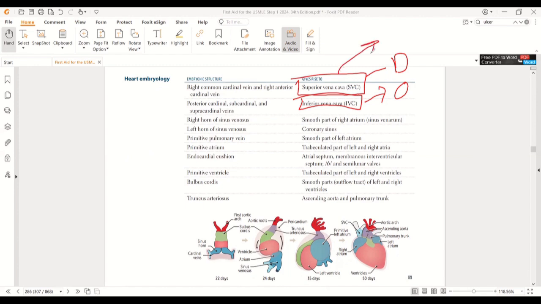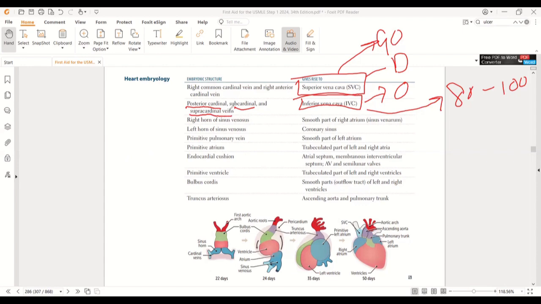So the partial pressure in the superior vena cava is around 40, and the partial pressure in the inferior vena cava is 80 to 100 millimeters of mercury. So umbilical vein and umbilical artery are derived from the allantois, right? If they are not giving the allantois option, then they are asking about these things. So the inferior vena cava is derived from the posterior cardinal, subcardinal, and supracardinal veins.